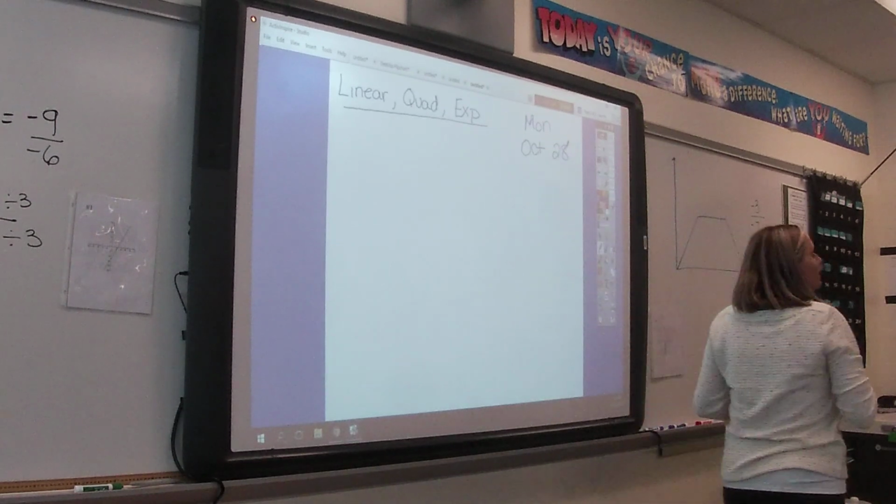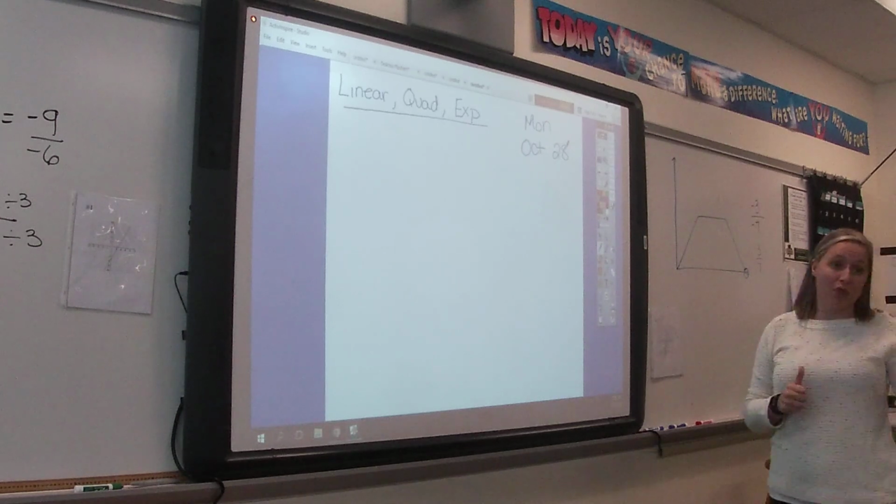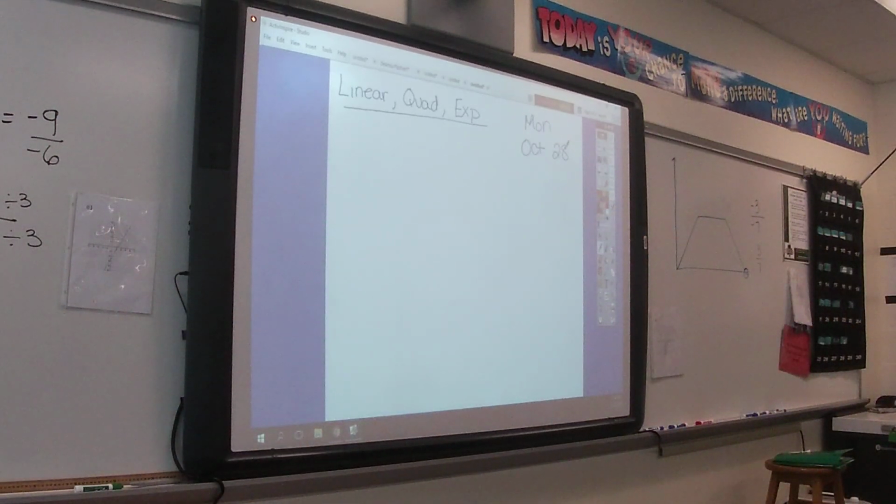Okay, so the last thing is we want to be able to decide if something is linear, quadratic, or exponential, so that we know what we need to be doing in terms of the graph, and/or making a table, and/or whatever. Okay, this one is pretty straightforward.